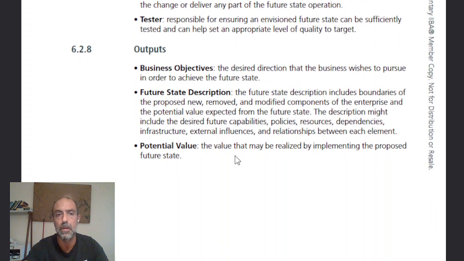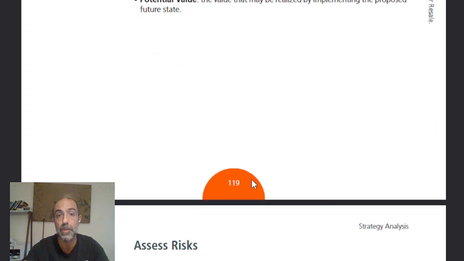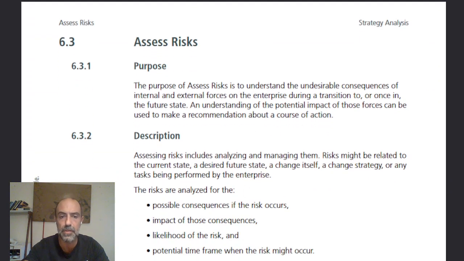We love the tester. What are the outputs? Business objectives, the desired direction that the business wishes to pursue in order to achieve the future state. Future state description, describing the future state and potential value. What's the potential value to be gained? Chapter's done. Second chapter is assessing risks.